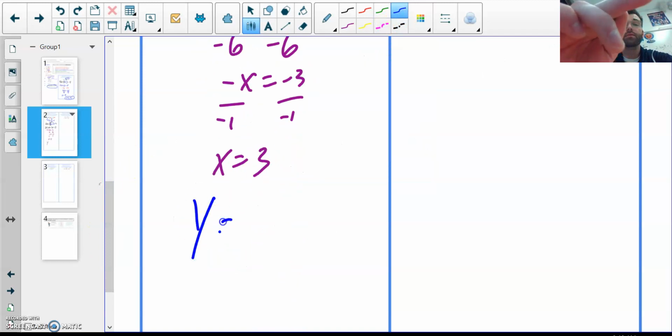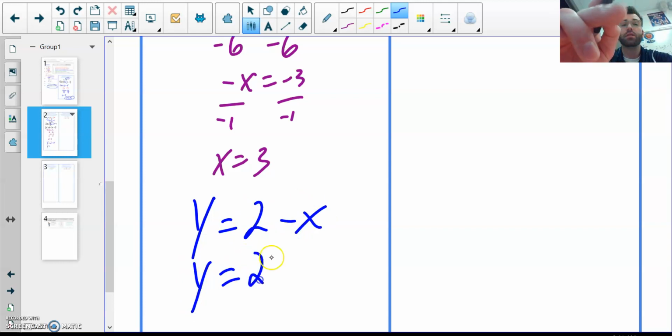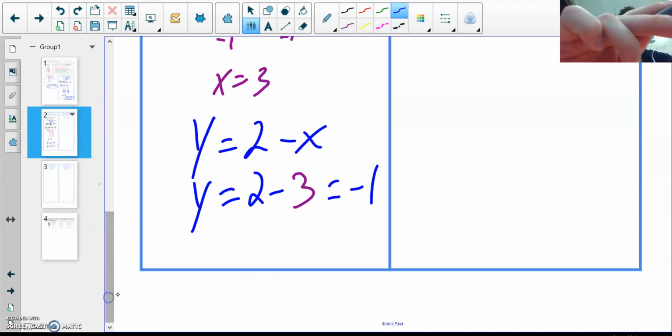So y equals 2 minus x. So y equals 2 minus 3, which gives me negative 1. So my answer is 3 comma negative 1.